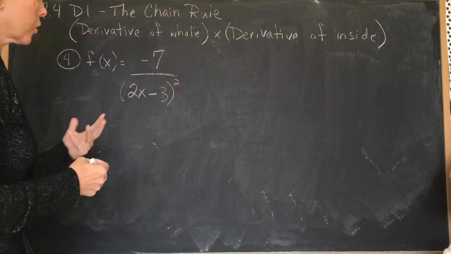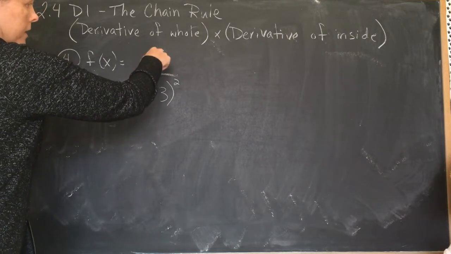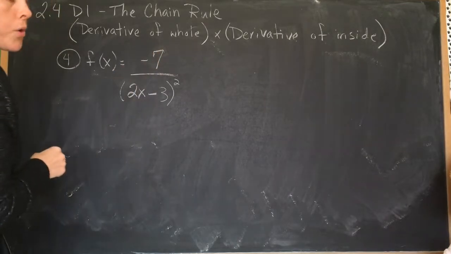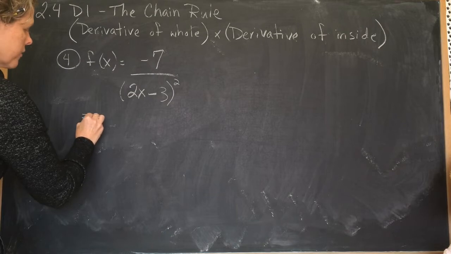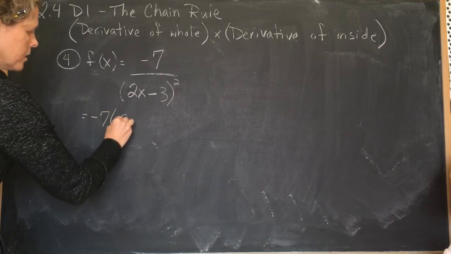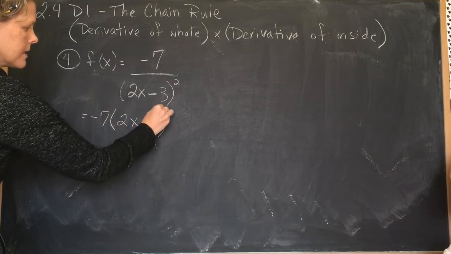All right, so I am always kind of a believer here in rewriting this, if I can, so I can avoid product rule or quotient rule. So I don't have a variable in the top. So I don't have to worry about quotient rule at all. So I'm going to rewrite this first to be negative 7, 2x minus 3 to the negative 2nd.